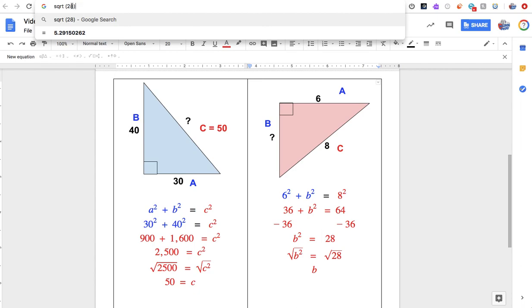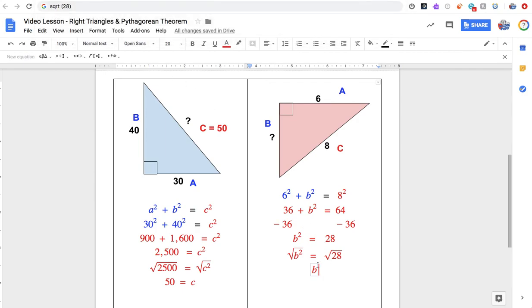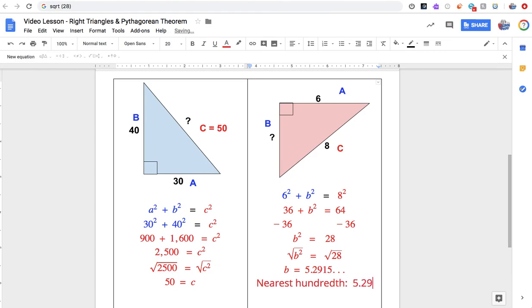Whoever asked the nearest hundredth, that's to 2 places. So if the answer is 5.2915, the dot dot dot lets us know it keeps going. The nearest hundredth would be 5.29. The nearest thousandth would be 5.292. The reason for that, the nearest thousandth, means we go to 3 decimal places. But I need to look at the number that comes after. If it's 5 or bigger, I need to round up. That's why to the nearest thousandth, the answer would be 5.292.